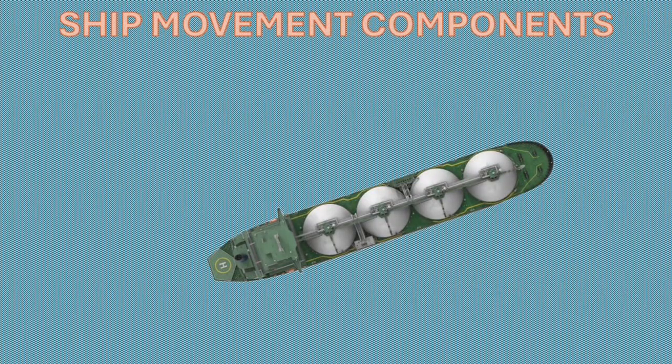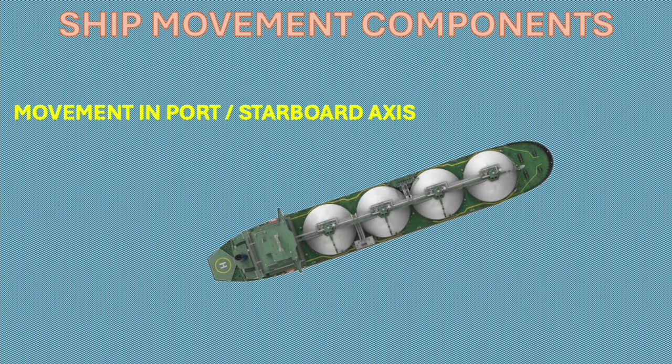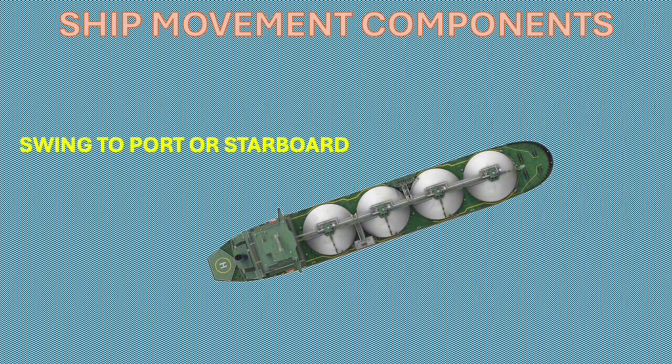A ship moves in water on a very complex trajectory. The complex trajectory of a ship is a combination of these three basic movements. Number 1. Move alongside the forward to aft axis. Number 2. Move alongside the port to starboard axis. Number 3. Swing around the pivot point, to port side or starboard side.